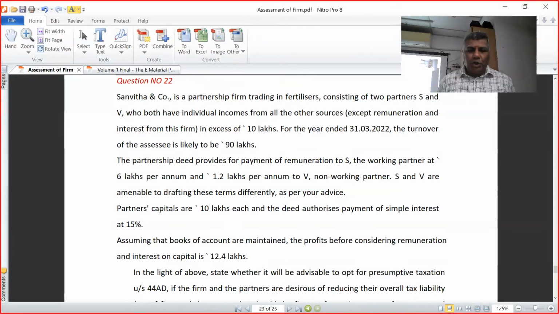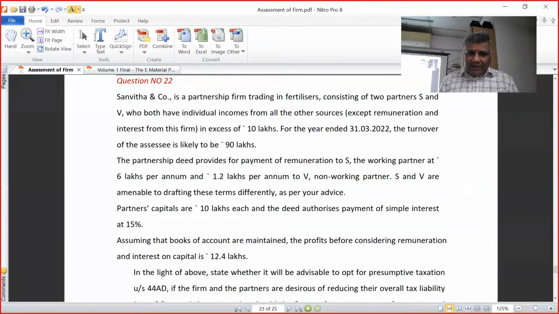Sanvita and Co. is a partnership firm trading in fertilizers consisting of 2 partners, S and V, who both have individual income from all other sources, except remuneration and interest, in excess of 10 lakhs, which means they are in 30% bracket already. Even if the remuneration is going to be 100 rupees, it is taxable at 30% because their other income is already in excess of 10 lakhs.